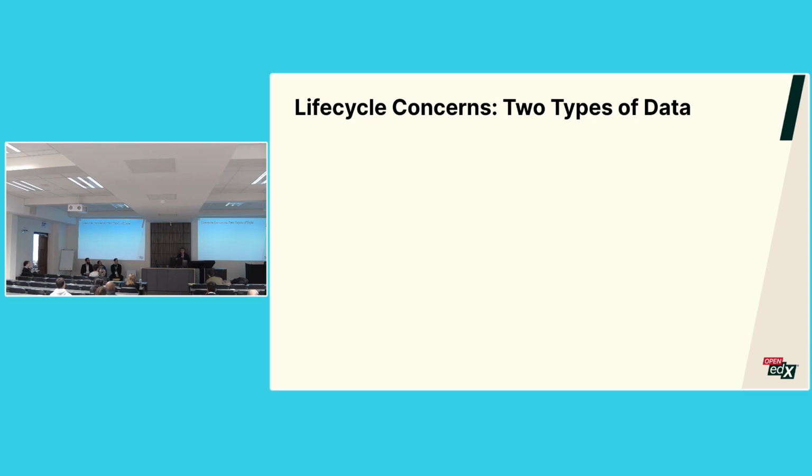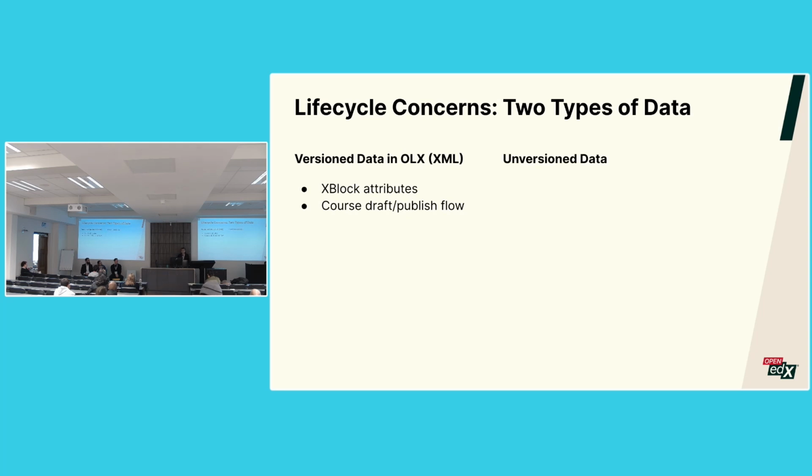So when you're thinking about import and lifecycle concerns, there are 2 basic types of data that you have to think about. We have versioned data, which is going to be your OLX, your XML. This is what goes into XBlock attributes, and these are governed by the whole draft publish process. And then you have unversioned data. This is data that is in the import file, but that is not part of draft and publish. Things like course files, uploads, or some other metadata files as well.